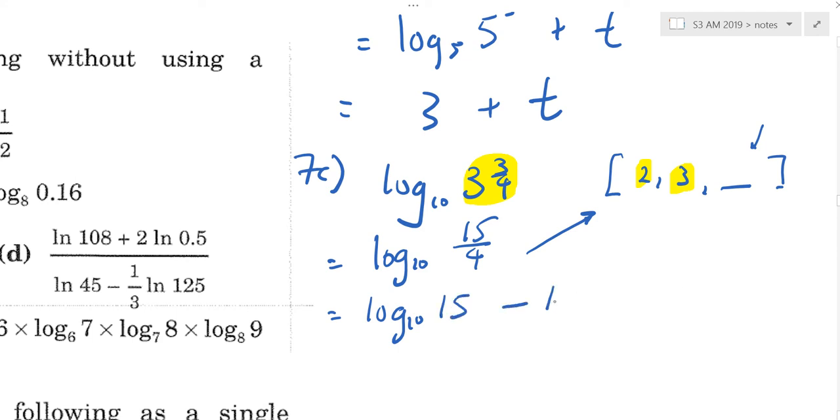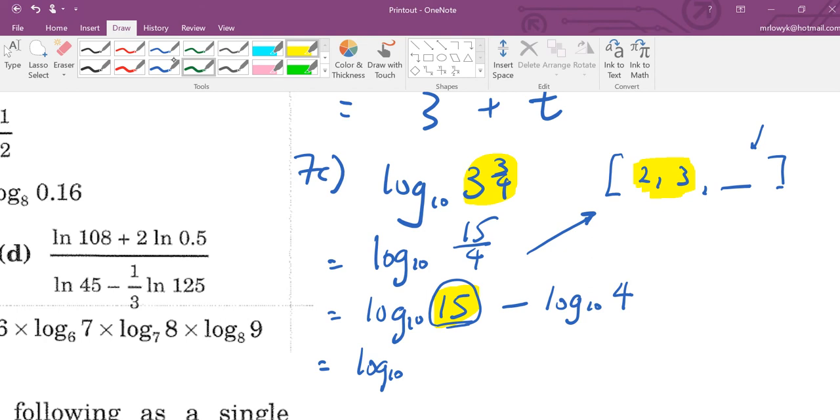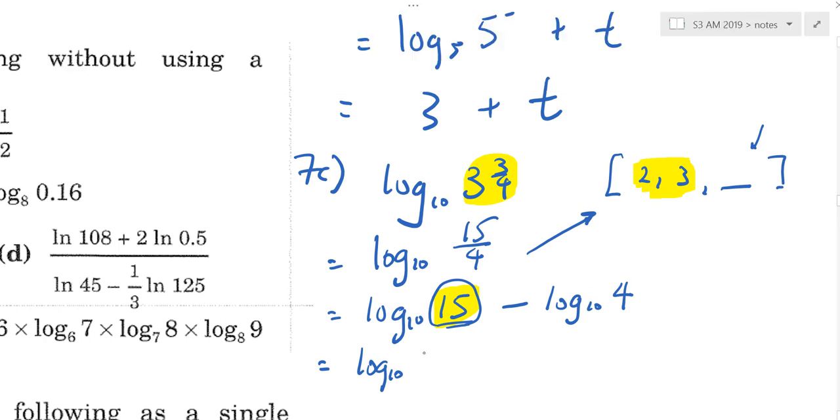Log 10 of 15 minus log 10 of 4. Now, how do I continue to split this? What do I mean by split? Meaning, I want to find some relationship between 15 and 2 and 3. But unfortunately, there's only 3 and 5 here, right? Then minus log of 4. 4 is 2 to the power of 2, and the 2 can come down, can.